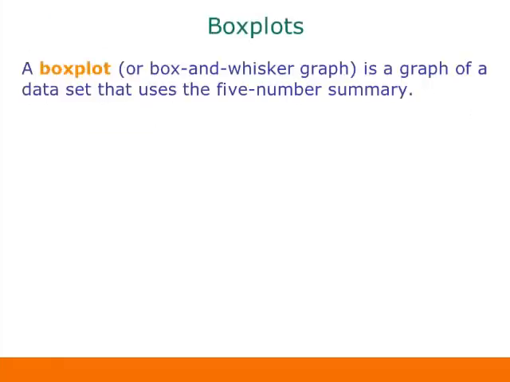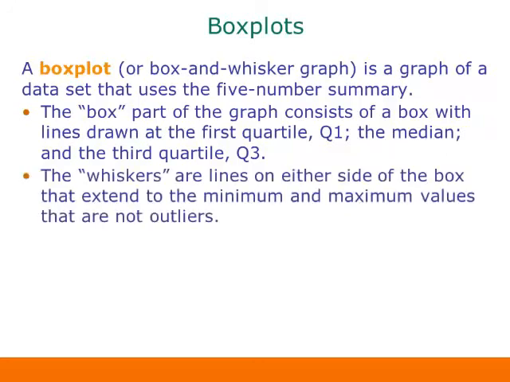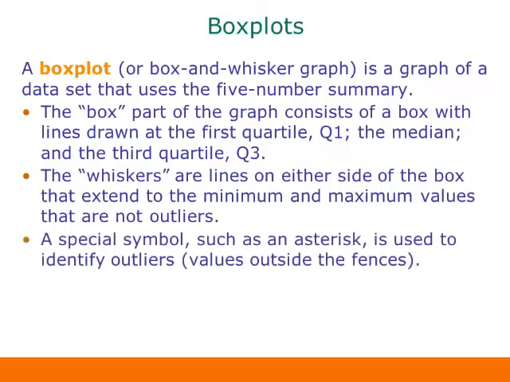A boxplot, also called a box and whisker graph, is a graph of a data set that uses the 5-number summary. The box part of the graph consists of a box with lines drawn at the first quartile, the median, and the third quartile. The whiskers are lines on either side of the box that extend to the minimum and maximum values that are not outliers. And when we're talking about outliers here, we're talking about the method of using the fences. Then for values outside of the fences, we use a special symbol, such as an asterisk, to identify those outliers.